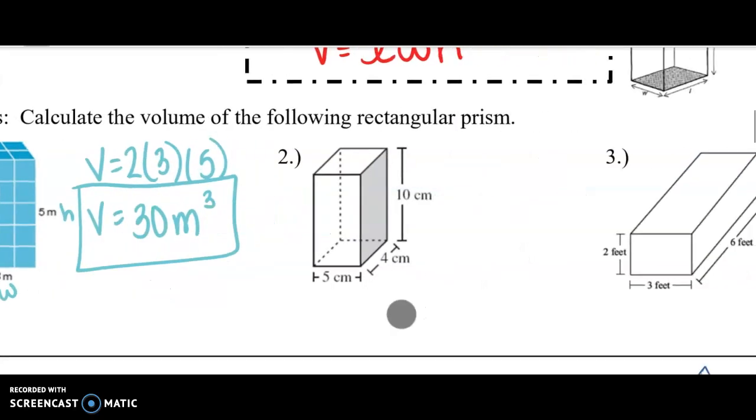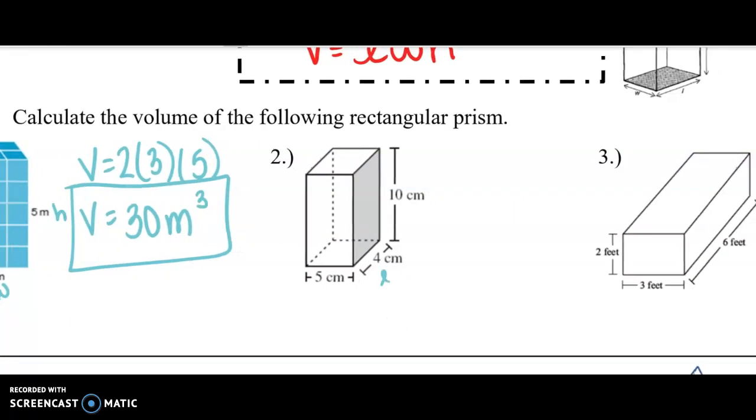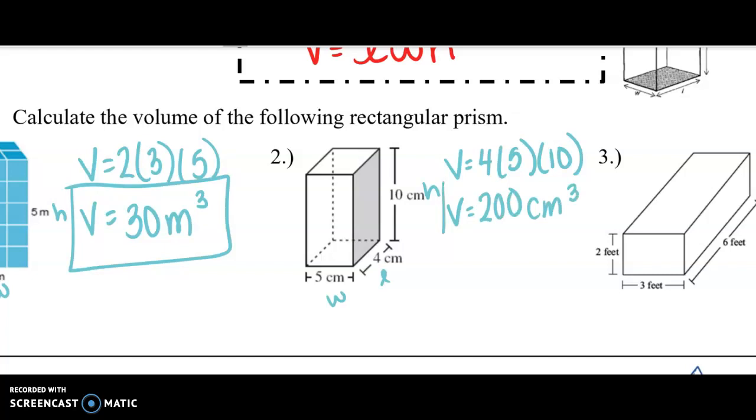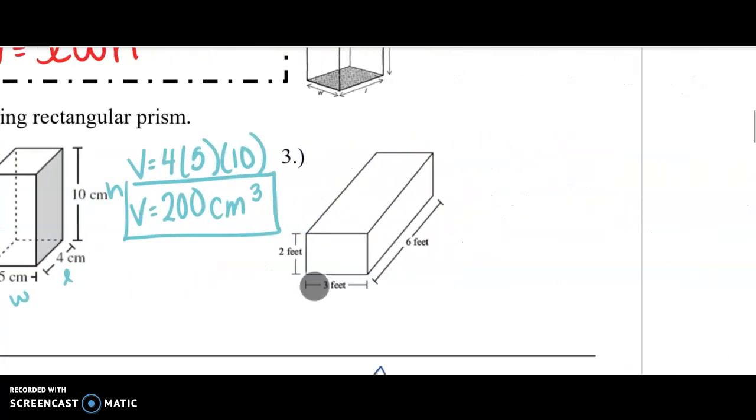Okay? Number 2, we have length, we have width, we have height. Again, it doesn't matter which one you really make it. Volume would then be equal to 4 times 5 times 10. 4 times 5 is 20. 20 times 10 is 200 centimeters cubed. Okay, just don't forget your units.